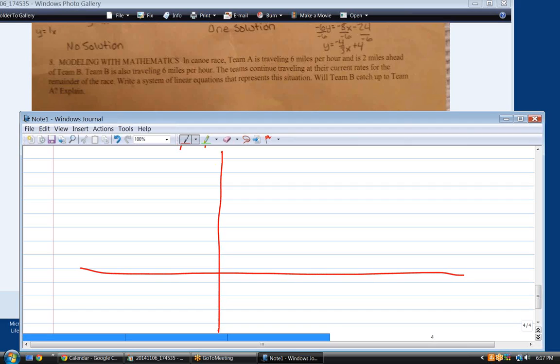Six miles per hour is a slope. In other words, if we had miles up there and we had hours along the horizontal axis, and I said I was going 6 miles per hour, well, you would go 6 miles in 1 hour, correct? So, let's graph that, just like that.